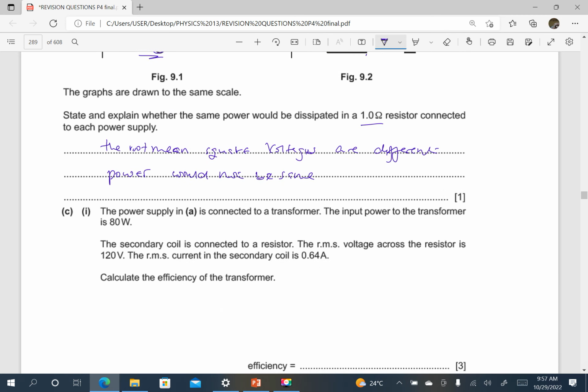The power supply in A is connected to a transformer. The input power to the transformer is 80 watts. The secondary coil is connected to a resistor. The root mean square voltage across the resistor is 120 volts, and the root mean square current in the secondary is 0.64 amperes. Calculate the efficiency of the transformer. We know that average power is equal to I root mean square times V root mean square.